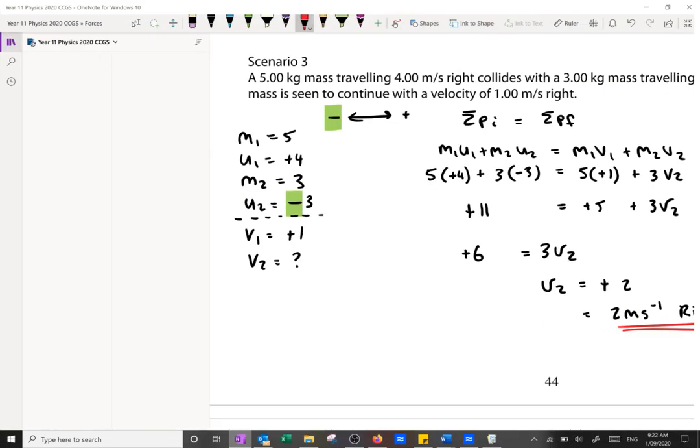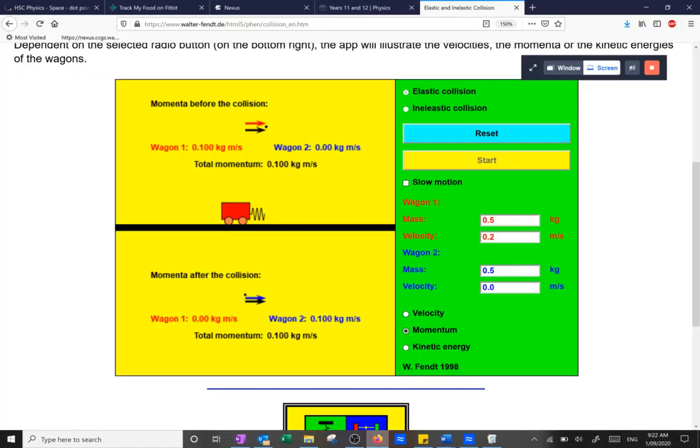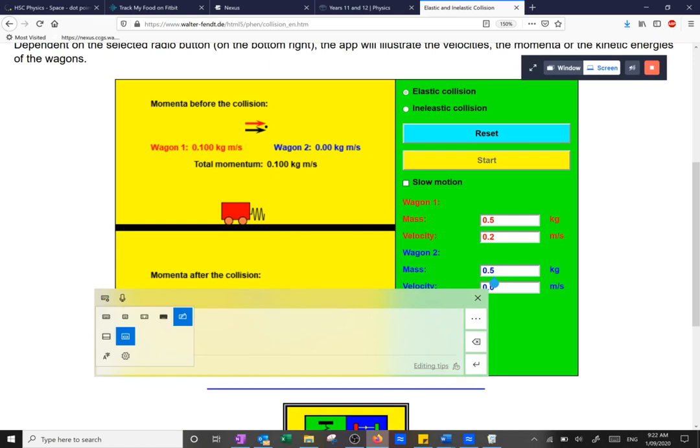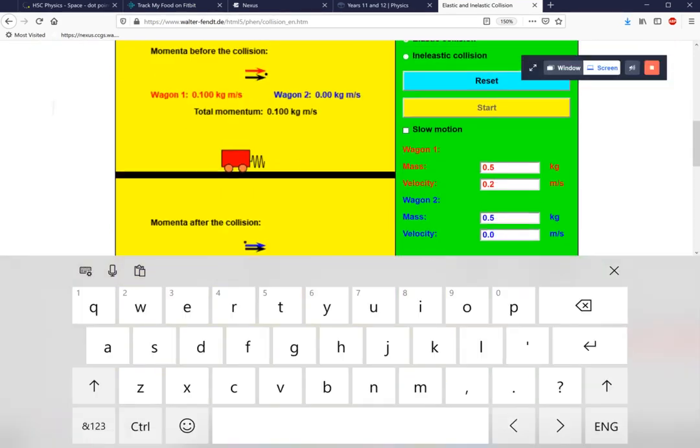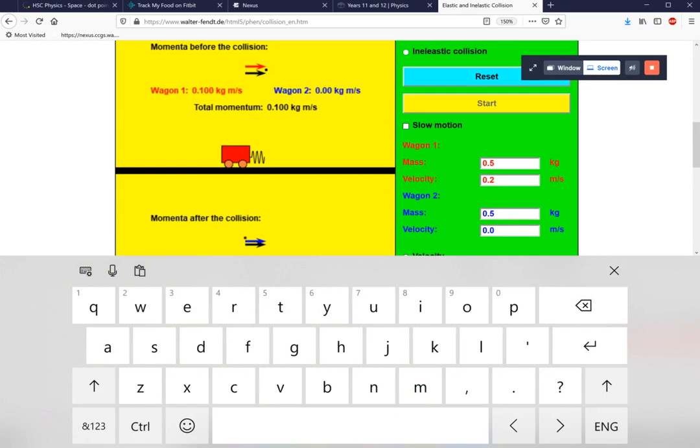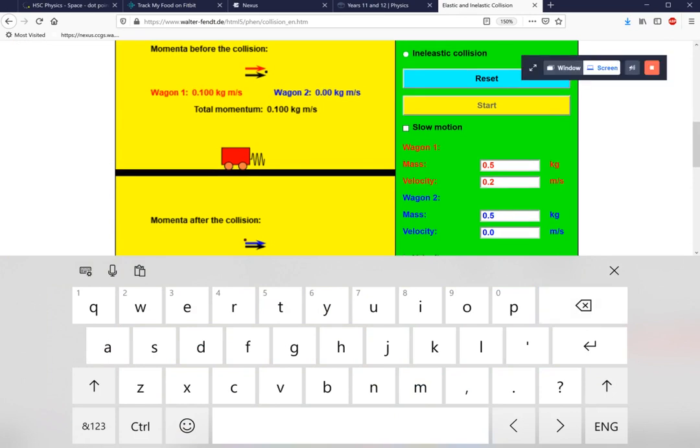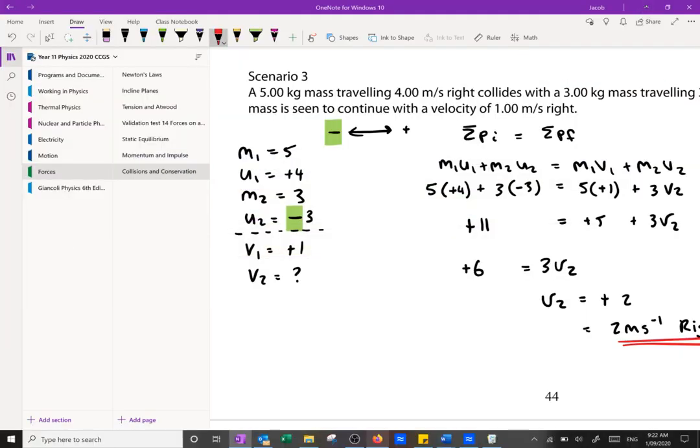Let's see if I can go to our animation. Am I able to change things? Well, let's just make one of these masses... that's not the keyboard I require. Thank you. Let's just make one of these masses a little bit lighter. I give up. Just try and type. You can't. Let's not look at that applet. Let's go on to the next scenario.